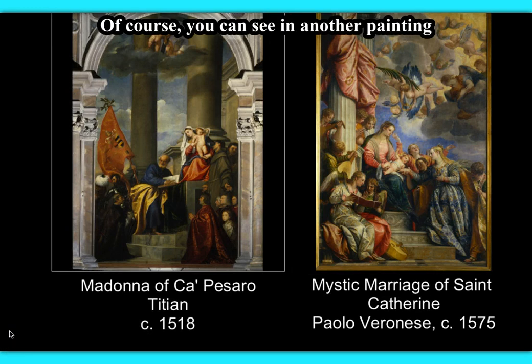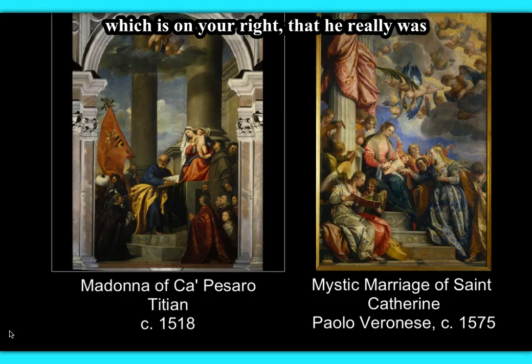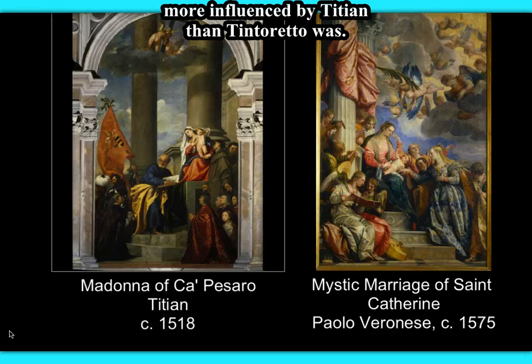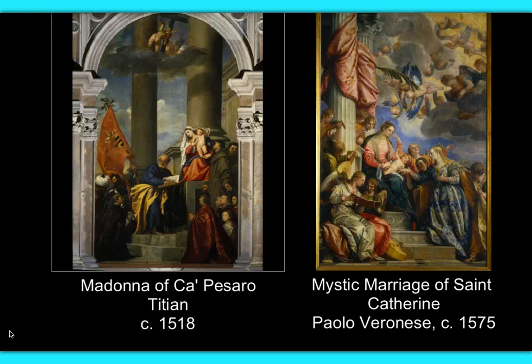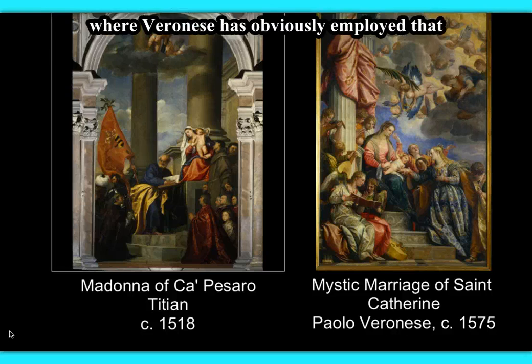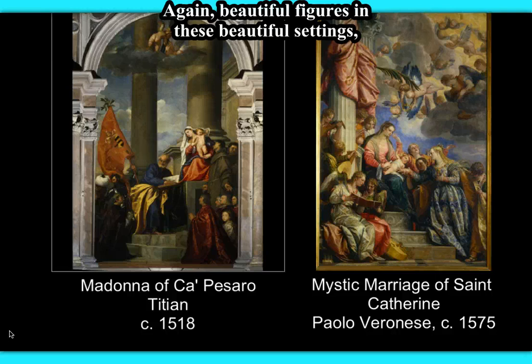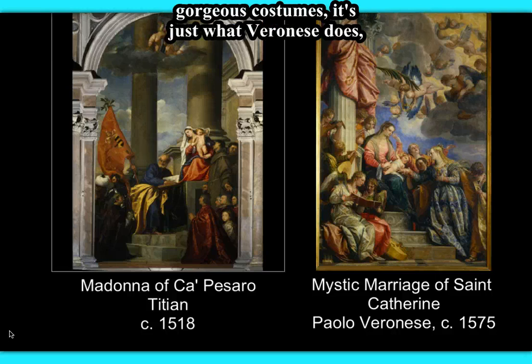Of course, you can see in another painting by Veronese, this Mystic Marriage of St. Catherine, which is on your right, that he really was more influenced by Titian than Tintoretto was. And I think you can especially see that here in the comparison with the Madonna of Ca' Pesaro, where Veronese has obviously employed that same kind of compositional organization and even the same sort of setting with the stairs and the columns as Titian had done in his painting. Again, beautiful figures in these beautiful settings, gorgeous costumes. It's just what Veronese does.